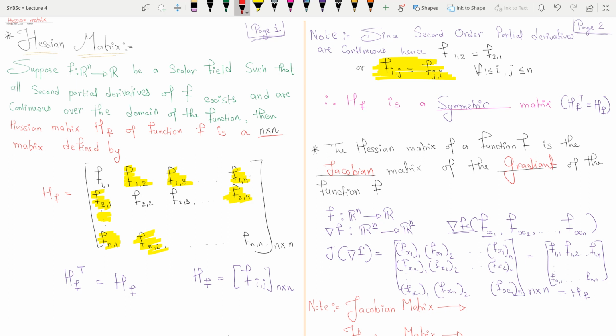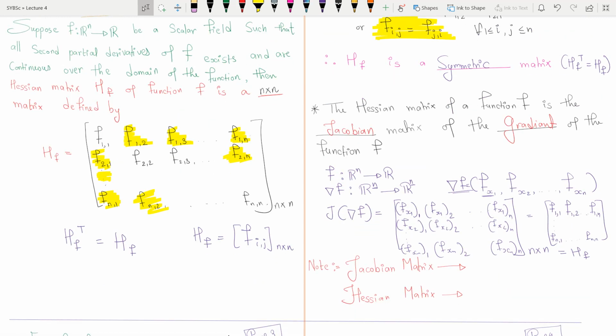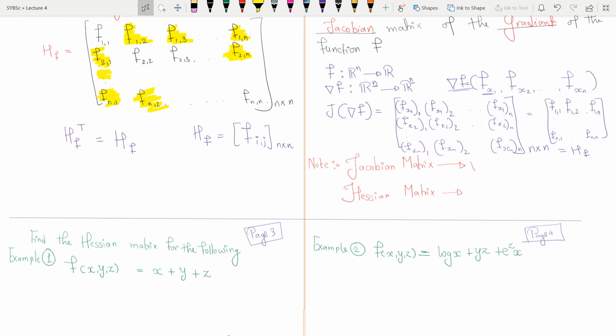Also we note that the Jacobian matrix is for a vector field. These are the simple differences the student should note. The Jacobian matrix is defined for a vector field, and the Hessian matrix is defined for a scalar field.